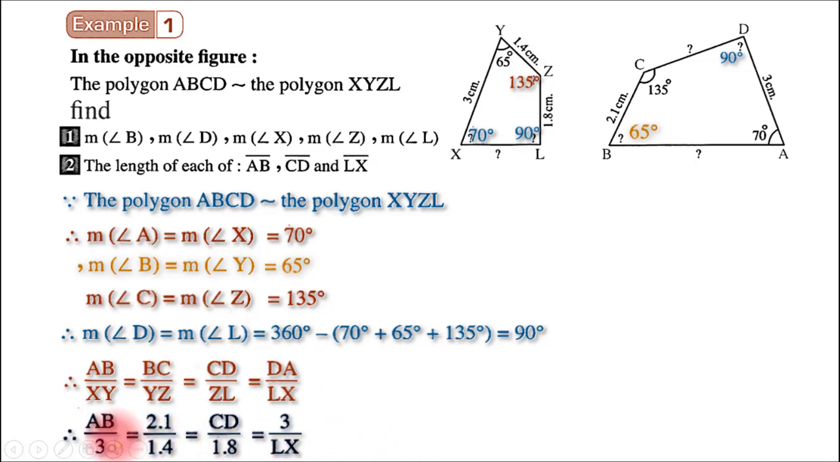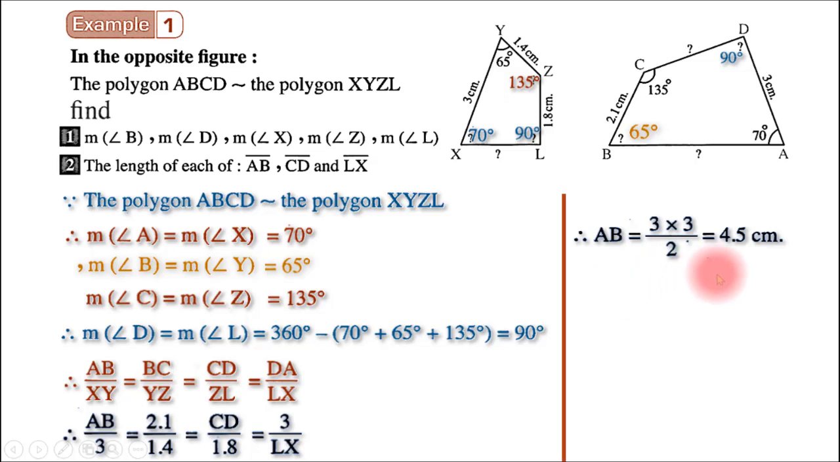To find AB, we can make 3 times 2.1 over 1.4. Then AB will be equal to 4.5. And also CD will equal 1.8 times 2.1 over 1.4, which equals 2.7. And the length of LX will equal 3 times 1.4 over 2.1, which equals 2 centimeters.